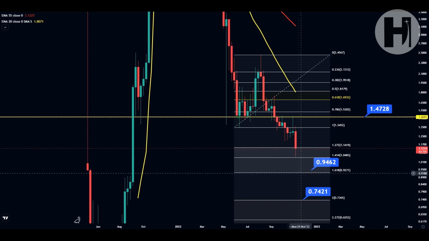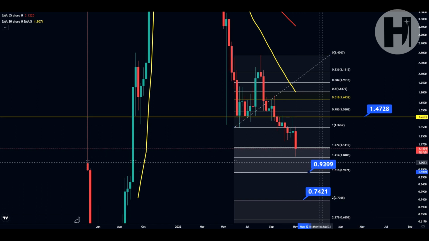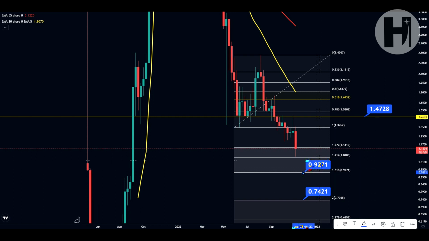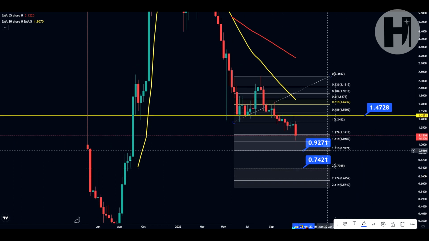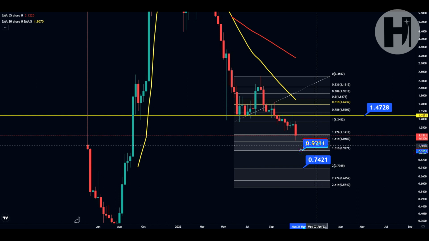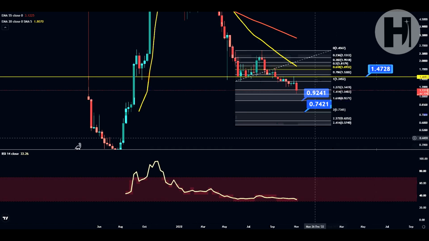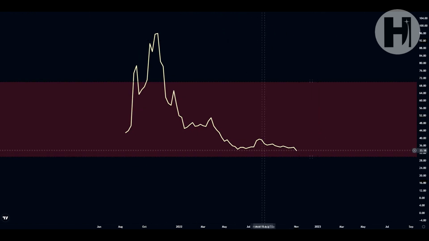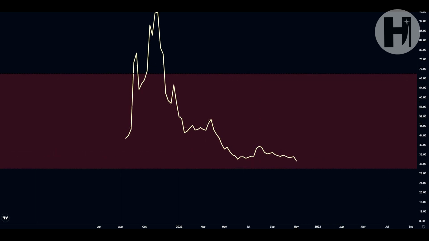And right now, like I said, we are on our way to the 1.414 and the 1.618 here at 93 cents. Actually, at 93 cents is the level for the 1.618. And yeah, the weekly RSI is very near the oversold level here.